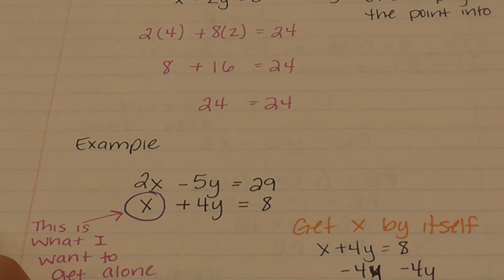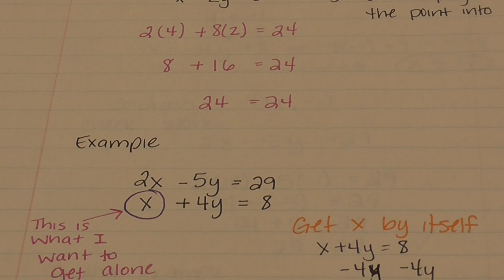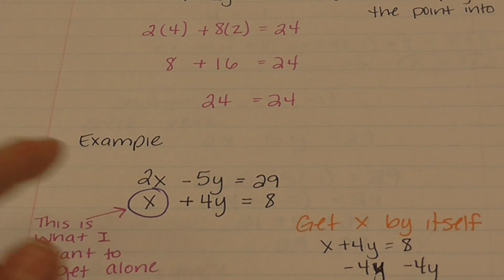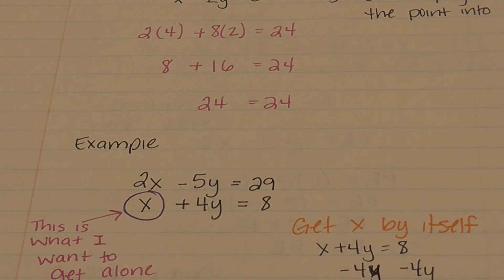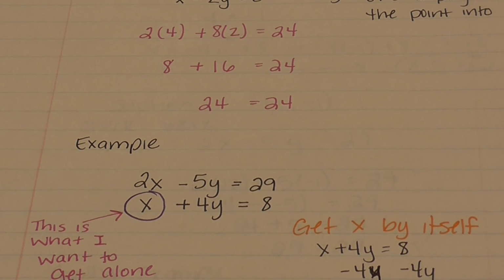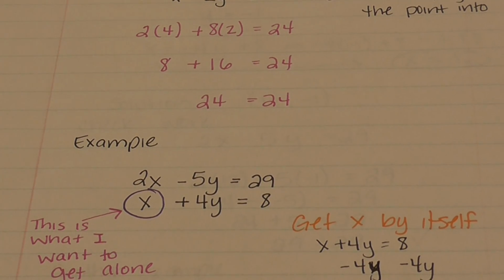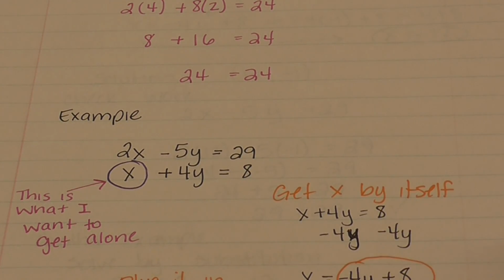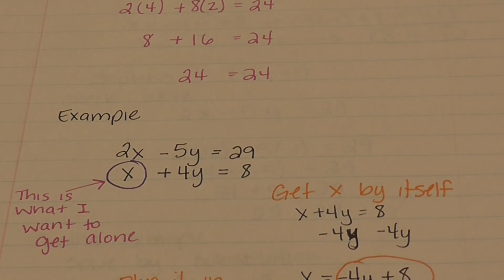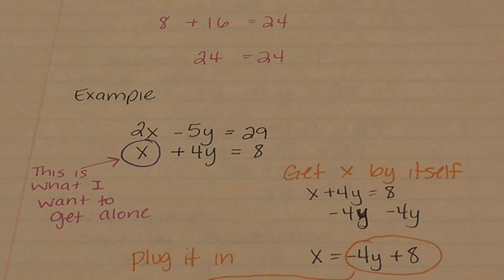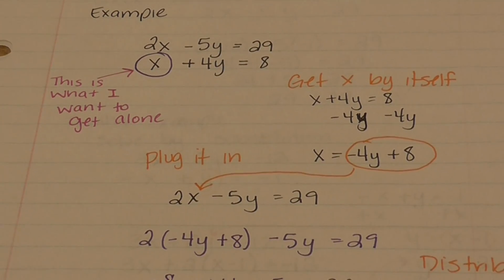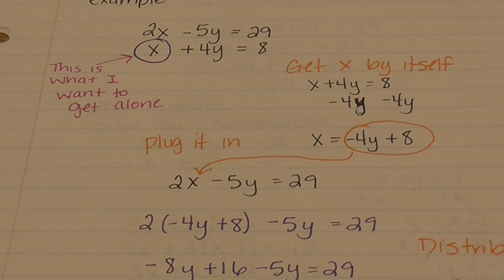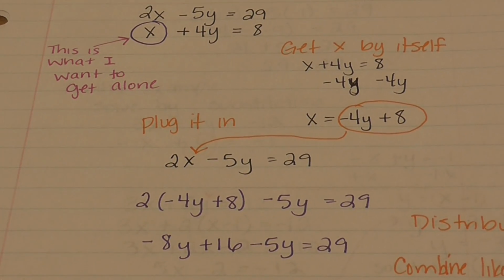So, another example. 2x minus 5y equals 29, and x plus 4y equals 8. So I've got the x that has a coefficient of 1. That's what I want to get by itself. To get x by itself, I subtract the 4y, and I get negative 4y plus 8 is the same thing as x. So I'm going to plug in that expression everywhere I see an x. I'm going to use parentheses.